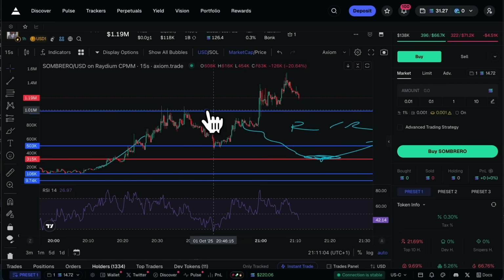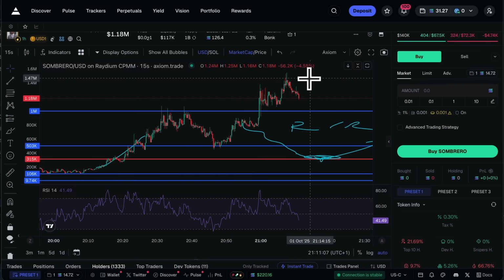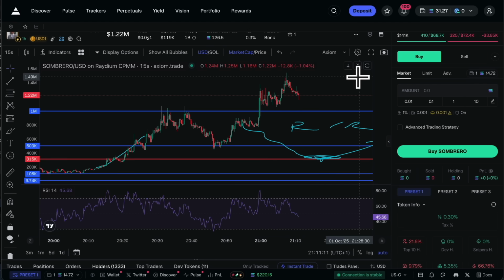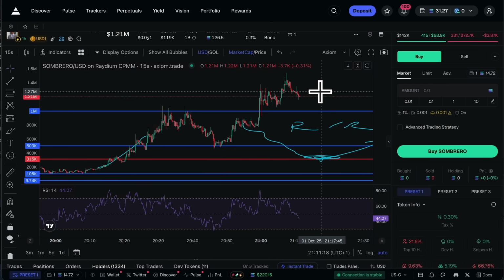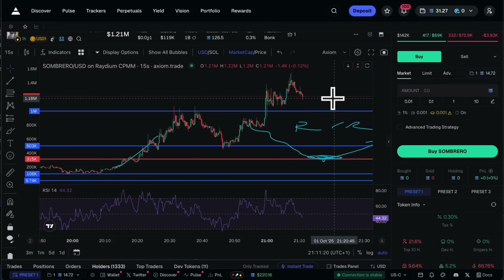But we broke through that this time. We'd already tested it before. And then we pushed through all the way up to where? 1.5 million. That's the next round figure target after that. So a nice 3x trade that would have been. Obviously, you know, taking profits along the way, but still.